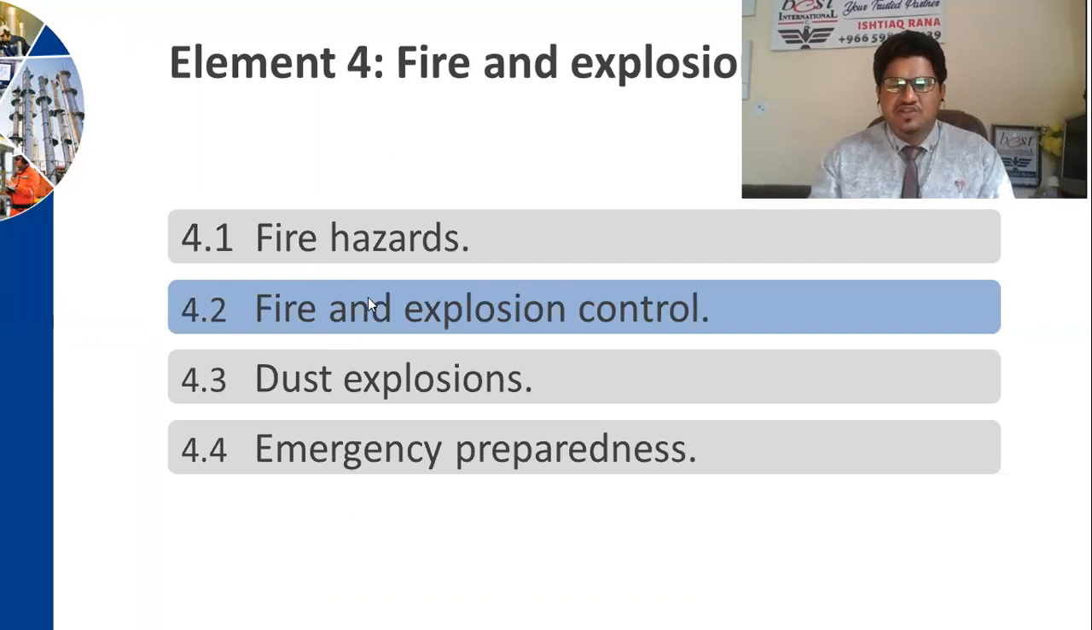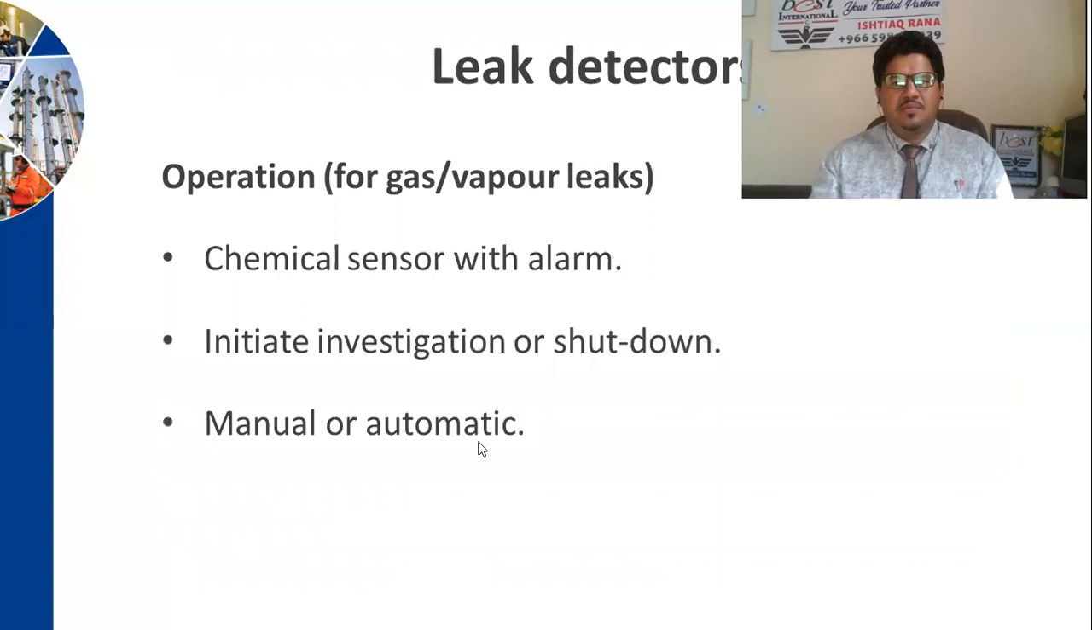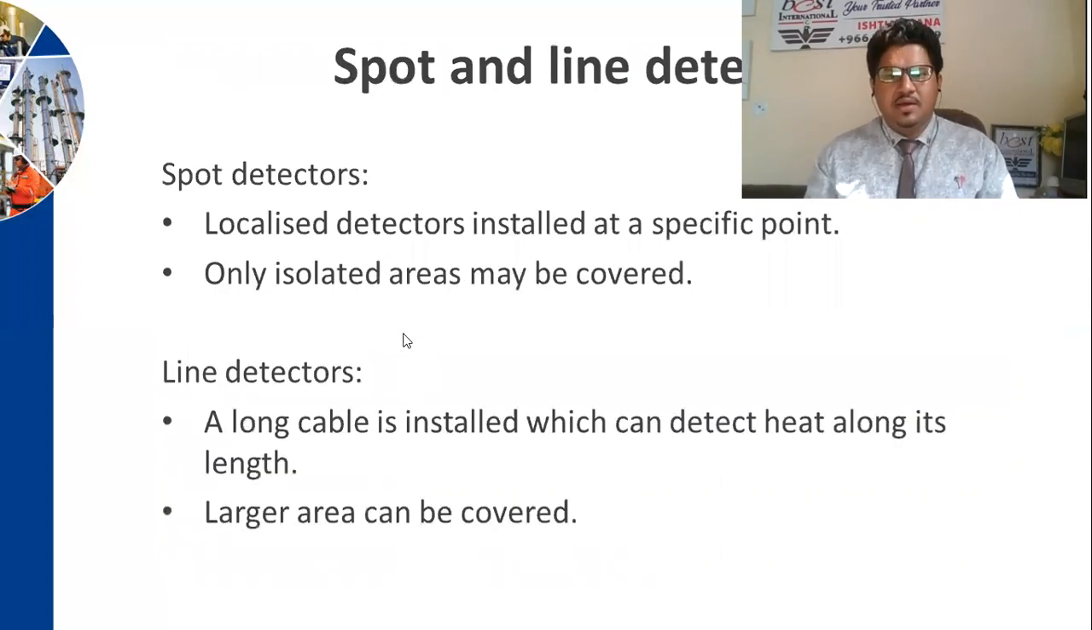So let's talk about fire and explosion controls. How do we have to control them now? First of all, there must be some leak detectors because it's a process industry. So we need detectors, sensors, and certain kinds of devices which will help us detect any problem. In the operation, for gas or vapor leaks, chemical sensors with alarms initiate investigation or shutdown, manual or automatic. Spot and line detectors would also help.